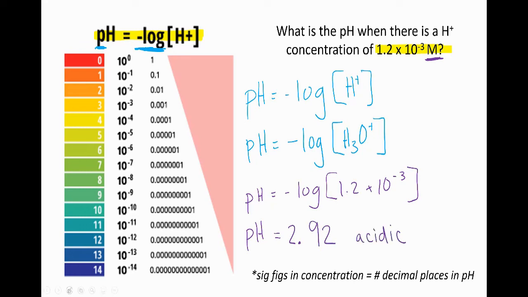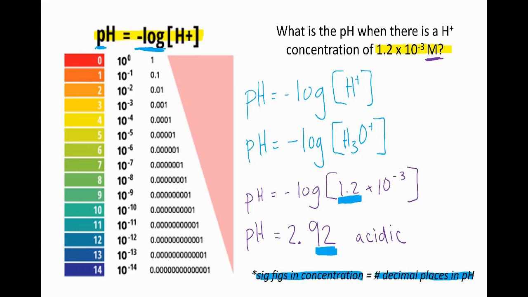Now, we don't normally worry about sig figs too much on these problems, but for those who are interested in how they work, because this is a log scale, the number of significant figures in your concentration should be equal to the number of decimal places in the pH. For example, because there are 2 significant figures in 1.2, my pH should have 2 numbers following the decimal place.